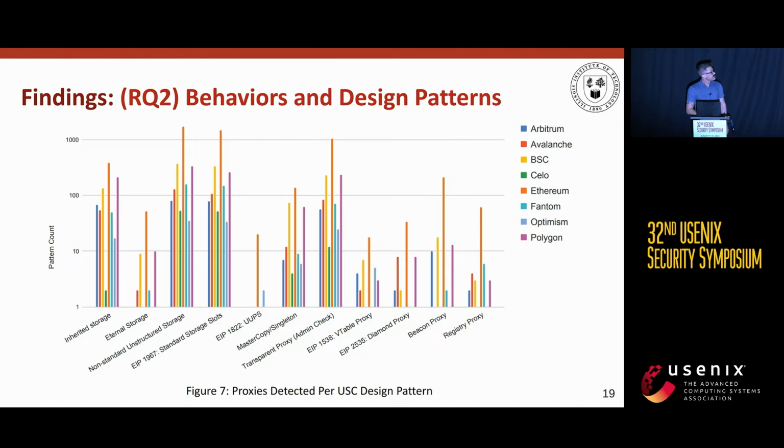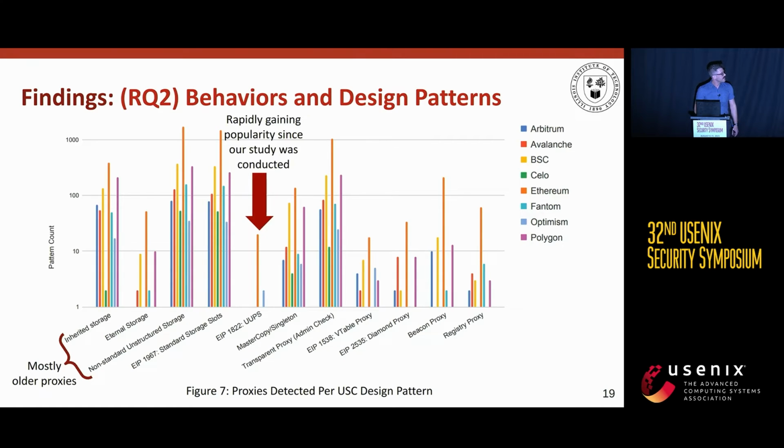Moving on to the second research question set on a variety of design patterns, I just want to point out a few findings here. The first 3 columns are mostly older implementations of upgradability. Inherited storage and internal storage are not really recommended these days, and unstructured storage has been well standardized, so you don't really see many examples of non-standard anymore.